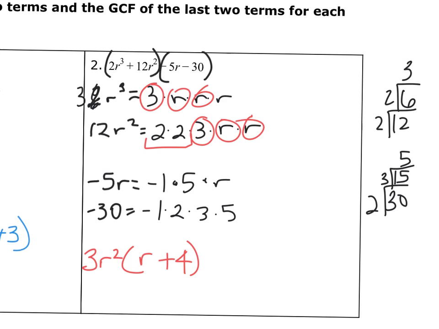Is that okay? All right, now let's do the second two terms. What do I have in common in the second two terms? 5. What about negative 1? So I've got negative 5 times r plus 6.